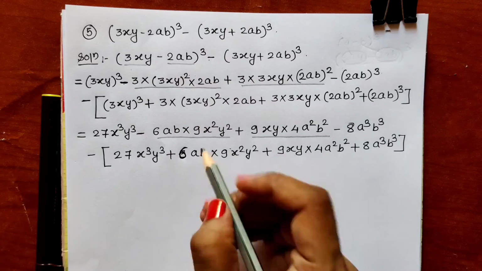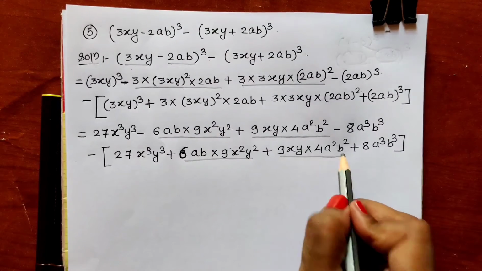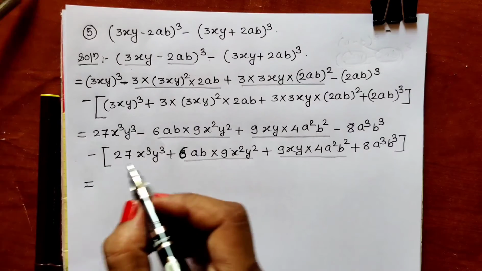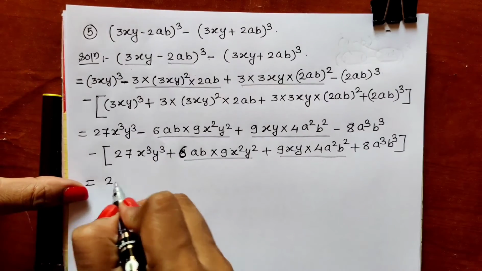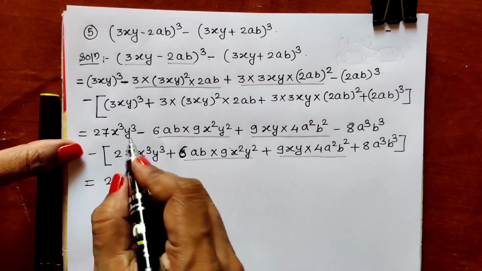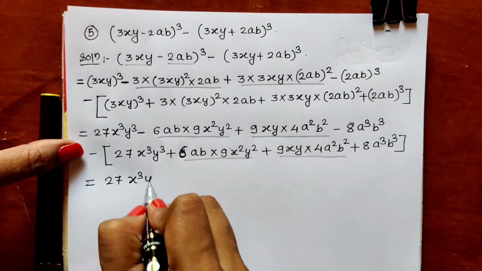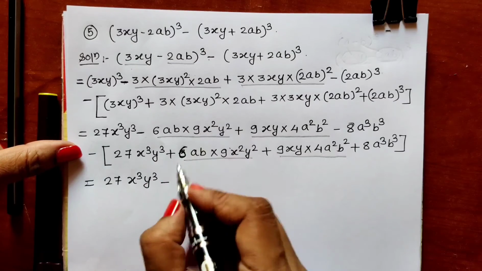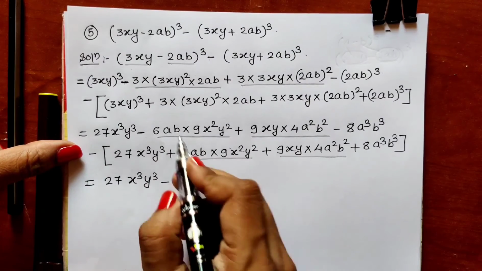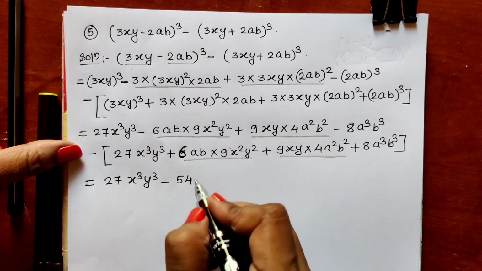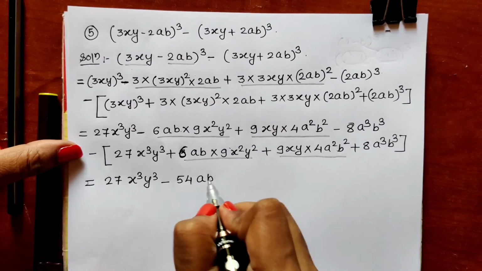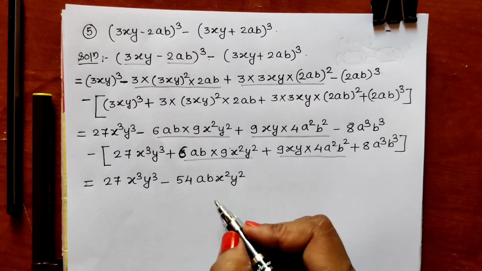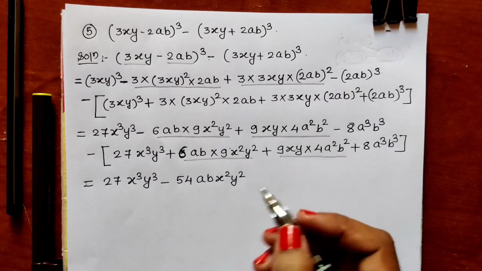Okay, now next step we will be solving these multiplications first. 27 x cube y cube, this first term we write as it is, minus 6 9s are 54, a b x square y square. Write all the variables, a b x square y square. We have written all the variables. Variables cannot be multiplied, they have to be written as it is.